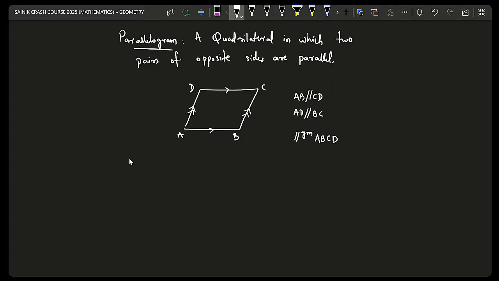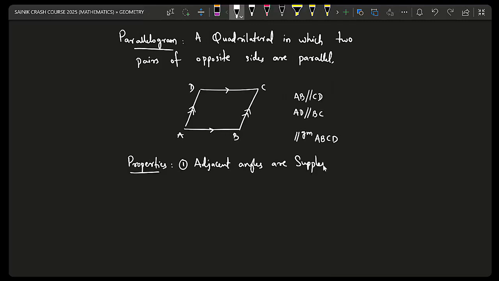In a parallelogram, what are the properties we have? As in the case of the trapezium, adjacent angles are supplementary, because these two lines are parallel and this is a transversal. Similarly, these two lines are parallel and this is a transversal, so these two are also supplementary. Any two adjacent angles you take in the parallelogram lie along parallel lines, so they are supplementary. So the first property: adjacent angles are supplementary.